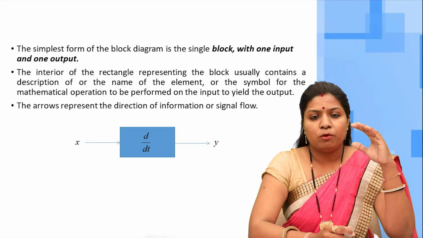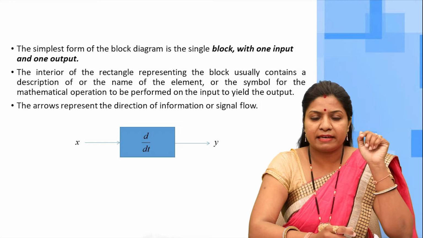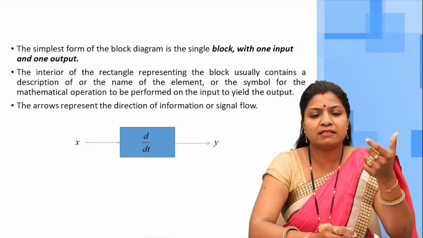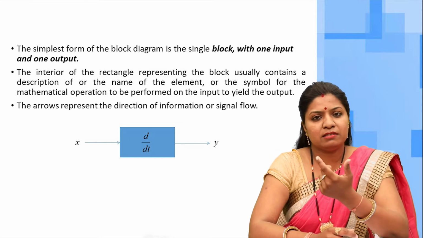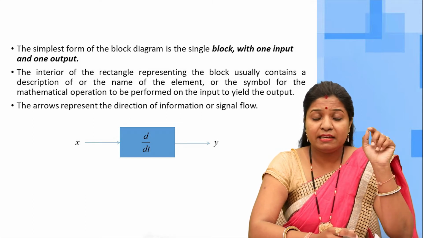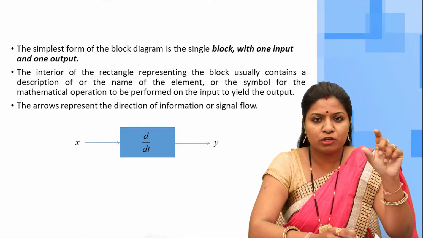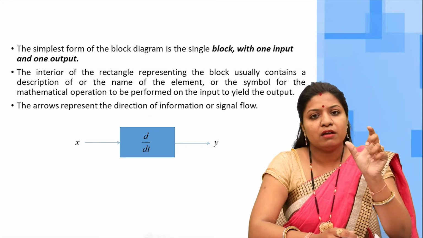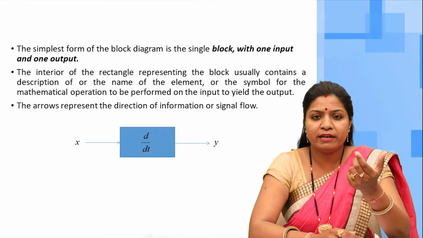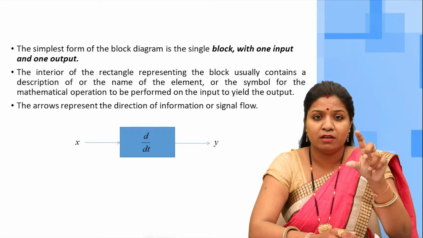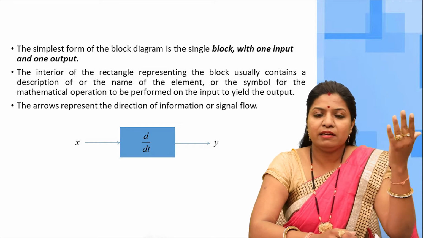Now a simple block consists of three parts. One is the rectangle-shaped block which contains the description of the particular element. Then one is the input function and another is the output function. The interior rectangular shape can contain a description, or a name, or the mathematical operation which you use to get the desired output from the input.